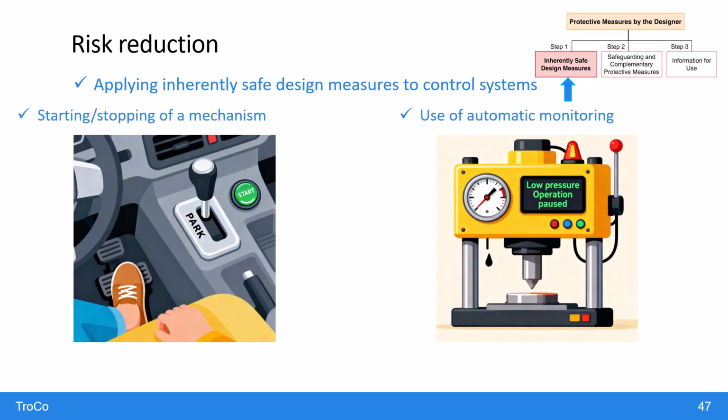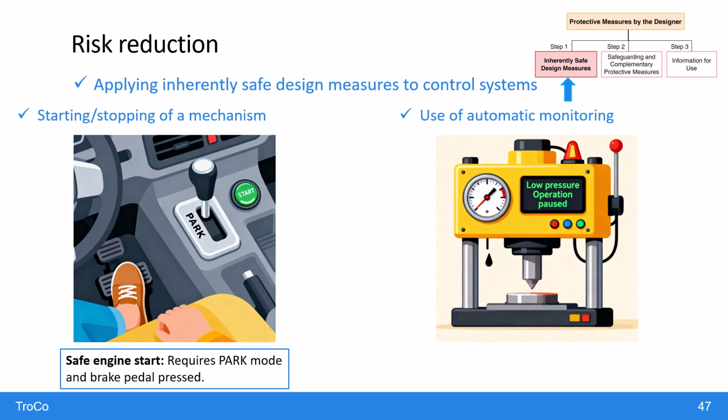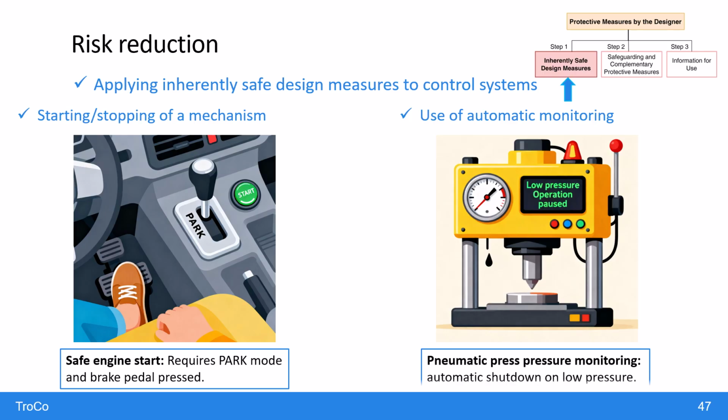Here are some examples of inherently safe design measures in control systems. Starting and stopping mechanisms. For example, a car engine starts only when it's in park mode and the brake pedal is pressed. Automatic monitoring. For example, a pneumatic press shuts down automatically if pressure drops below safe levels, preventing uncontrolled motion.